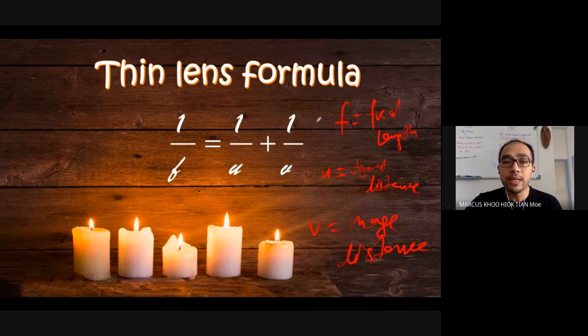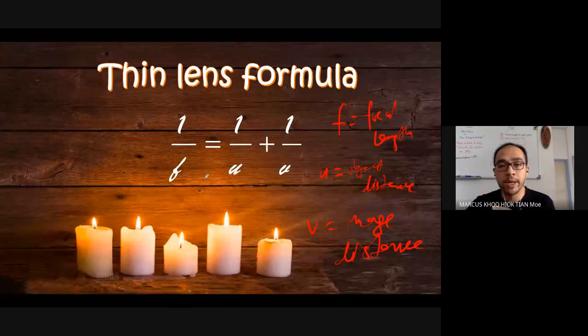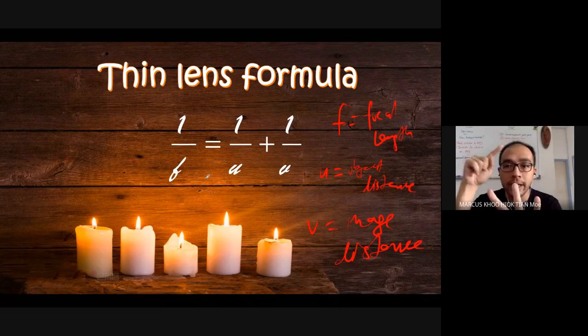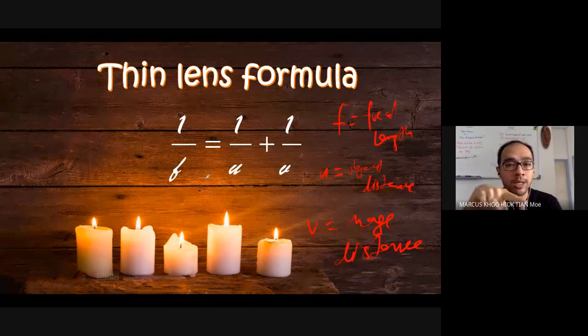Okay, so this is the formula that we are learning today. 1 over F equals 1 over U plus 1 over V. It is a formula that relates these three things together: the focal length, the object distance, and the image distance.